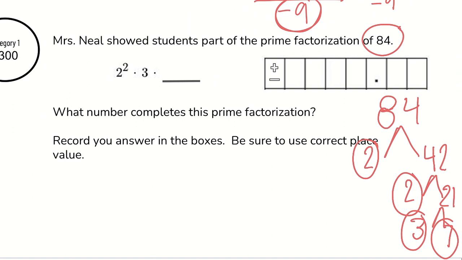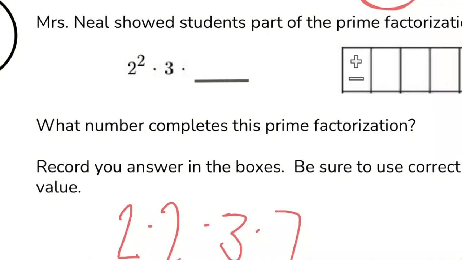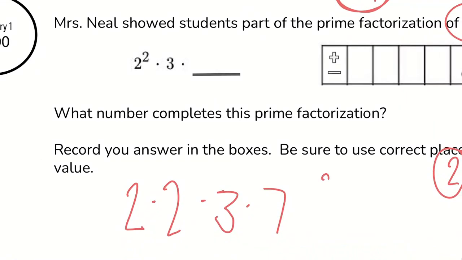And I'm going to do what Mrs. Neal did. I'm going to cross off those. I'm going to start doing that. 84 too? Yeah, I'm not using him. So now I have 2 times 2 times 3 times 7. So if I look up here, I have 2 to the power of 2 times 3. And we're missing 7, so I'm guessing the blank is 7.